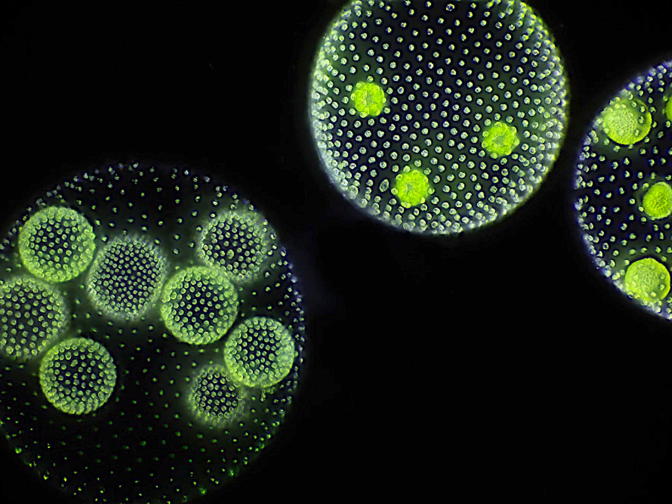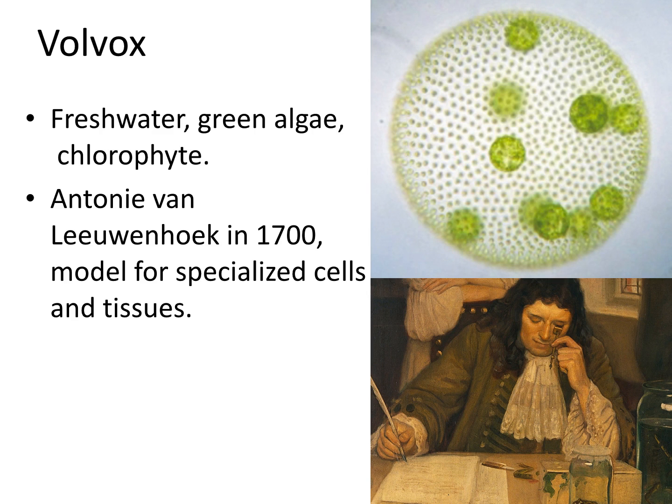In this video, we will review the polyphyletic genus Volvox. Volvox species are freshwater green algae belonging to the chlorophyte clade within green plants. Volvox cells were first recorded by the scientist Antony van Leeuwenhoek in 1700, and they are widely used in studies as a model for how organisms develop specialized cells and tissues.